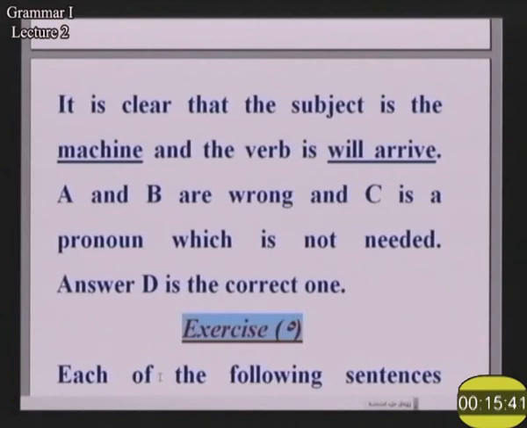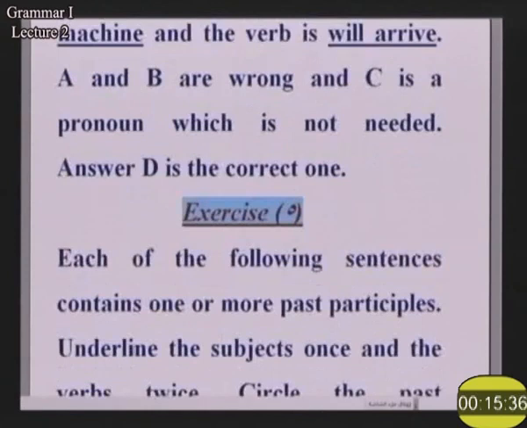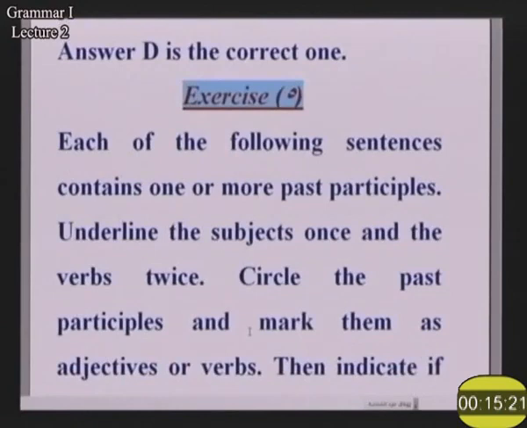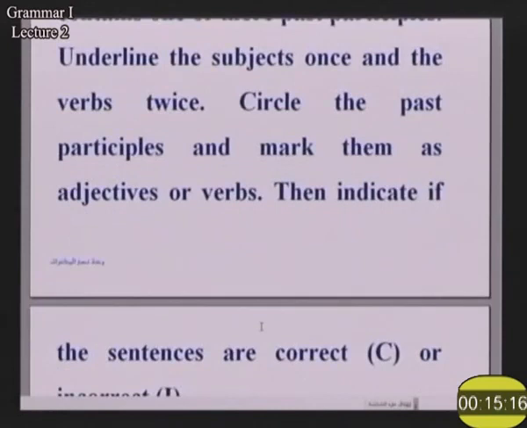Right. Let's look at exercise 5. Each of the following sentences contains one or more past participles. Underline the subjects once and the verbs twice. Circle the past participles and mark them as adjectives or verbs. Then indicate if the sentences are correct or incorrect.